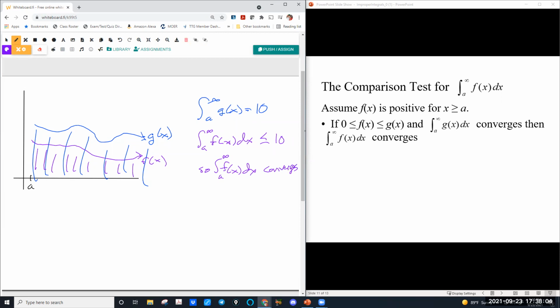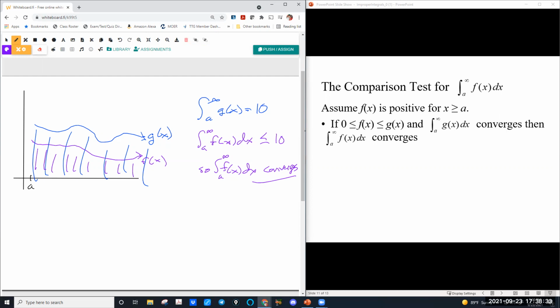Now we cannot say it converges to 10. We can just say it converges. We just know it's less than or equal to 10. It could be 10, probably something smaller, but all we're trying to do is prove convergence or divergence. The other thing, there's going to be another part to the comparison test, but I want to finish talking about this part first before we go on to the next.